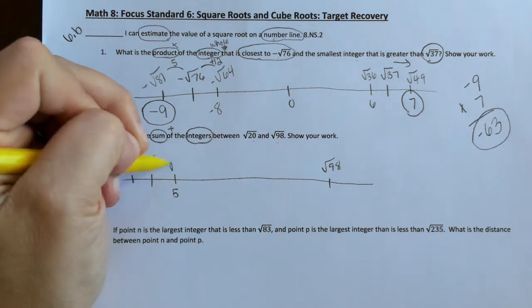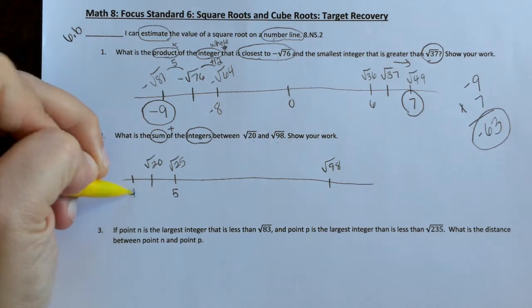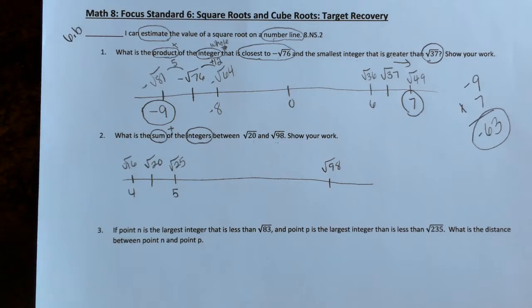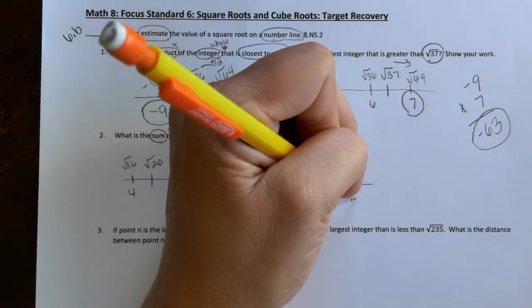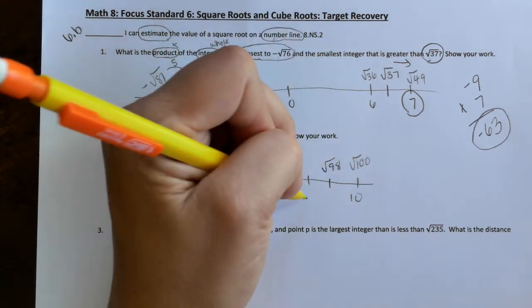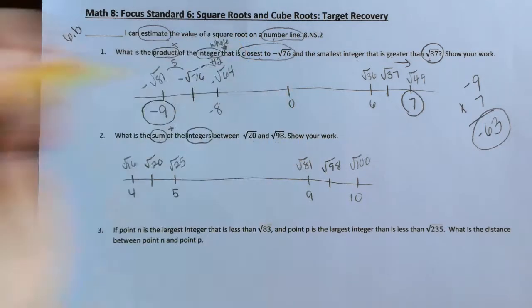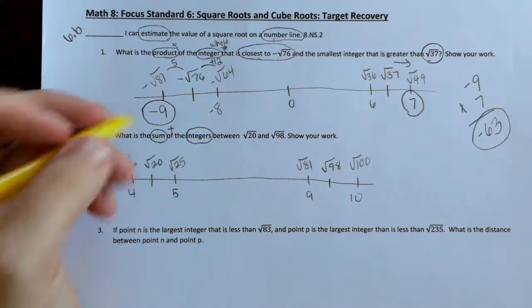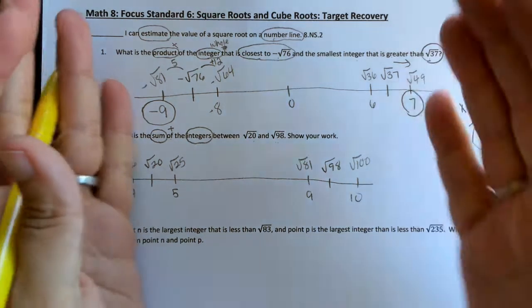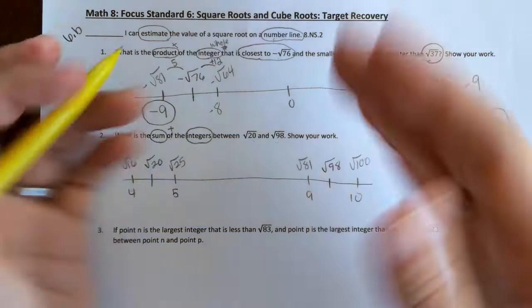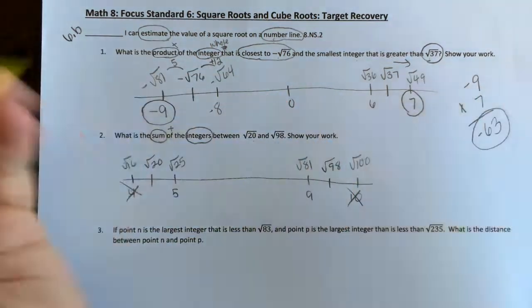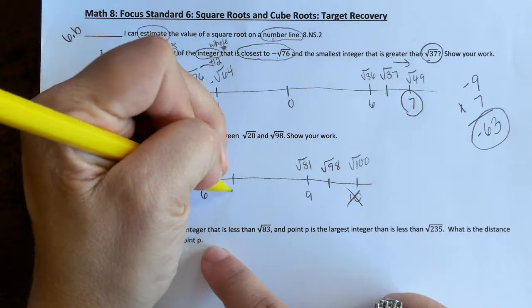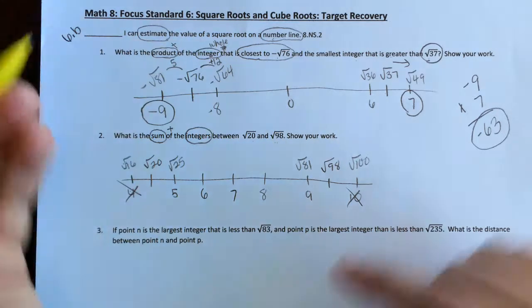I know that 5 is square root 25. And I know 4 is square root 16. And I know that square root 20 is between those two. And I know that 10 is square root 100, and 9 is square root 81. It says I want to know the sum of the integers between them. So 4 is not between those two square roots. If I were to go like that, 4 is gone, so I'm going to cross it off. I'm going to cross off 10. It is not there. But 5 is. So is 6. So is 7. So is 8. And so is 9.